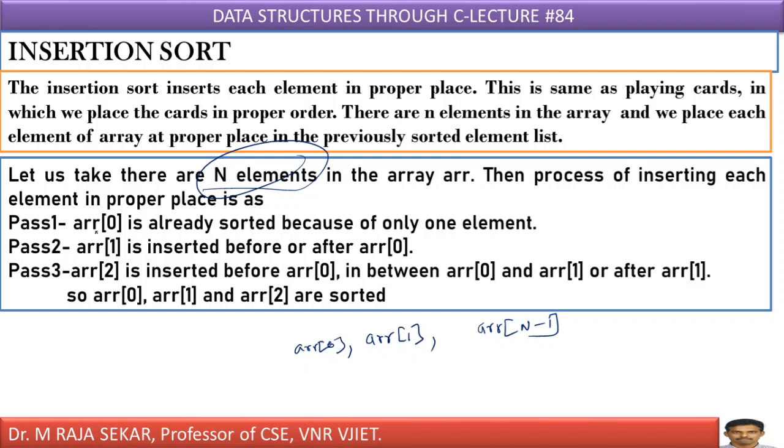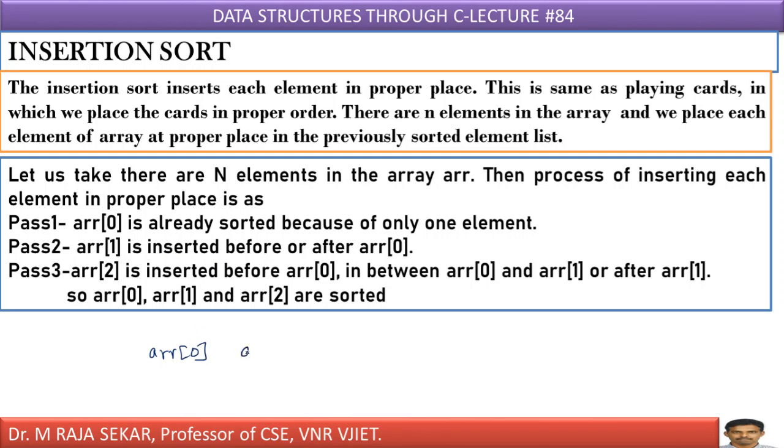Now, pass 1: ARR 0 is already sorted. Why? Because for the first element, you need not bother about it; whichever element is present, you can assume it is sorted. That is known as pass 1. In pass 1, ARR 0 is already sorted because of only one element. Now, you must think about ARR 1. ARR 0 is already sorted. Now, what about ARR 1? ARR 1 is inserted before or after.